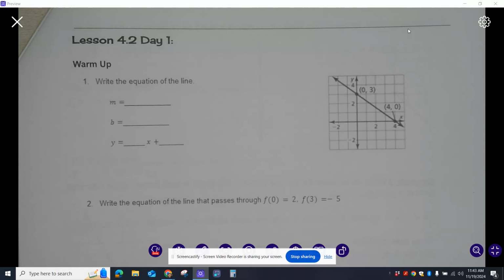So I encourage you to pause the video and try this warm-up. It has 2 parts.